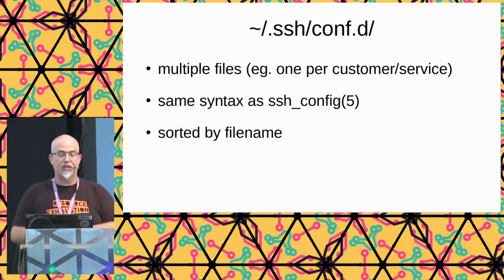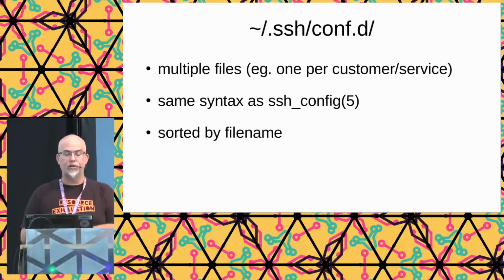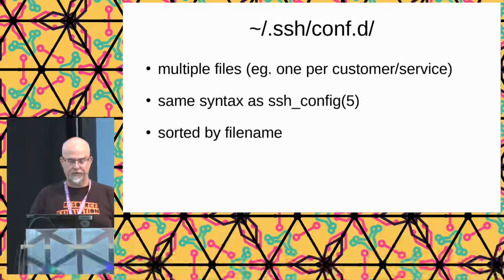What you could also do is, within the .ssh directory, you could have a conf.d directory, where you can have multiple files, so you can separate the configuration out for each customer or each server you want to configure, and it pulls those in alphabetic order.